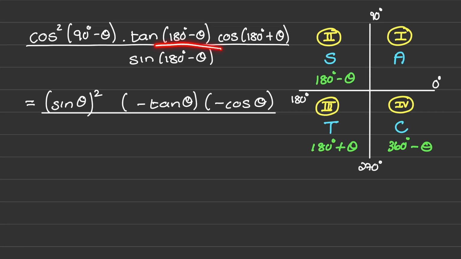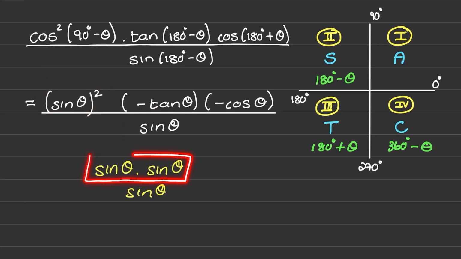And in the denominator we have sine of (180 minus theta), which places us in the second quadrant, and sine is positive in the second quadrant, so it reduces to sine of theta. Now I have (sine theta) squared divided by sine theta. And that's the same as saying sine theta times sine theta divided by sine theta. And we can see that one pair of sines would cancel out.